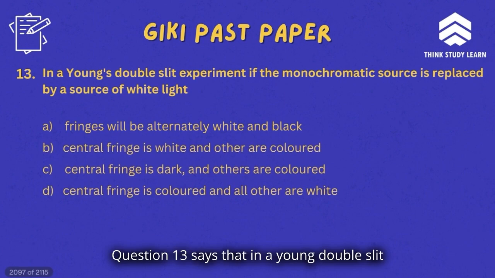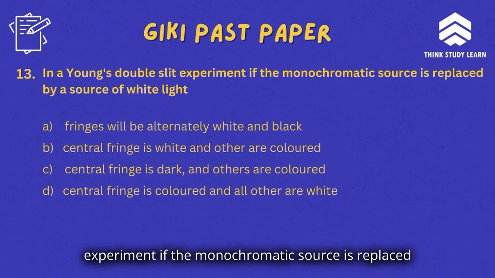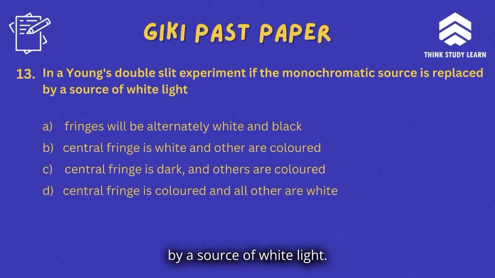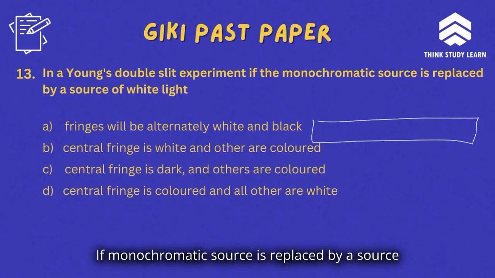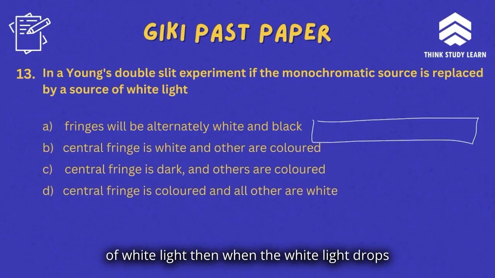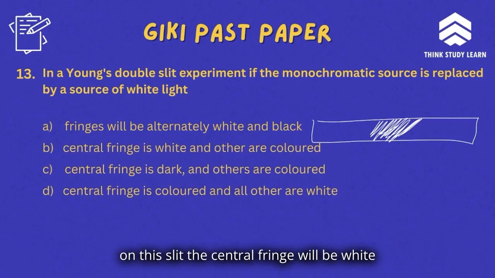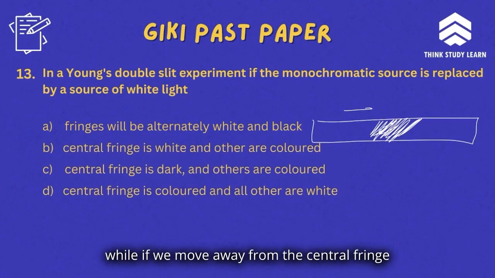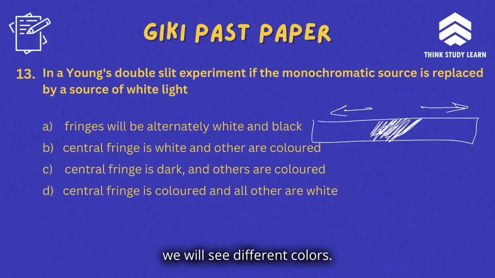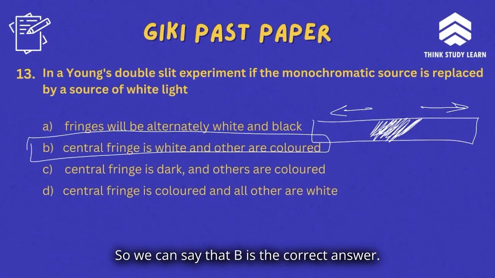Question 13 says that in a Young's double slit experiment, if the monochromatic source is replaced by a source of white light. Now here I have a slit. If the monochromatic source is replaced by a source of white light, then when the white light drops on this slit, the central fringe will be white, while if we move away from the central fringe, we will see different colors. So we can say that B is the correct answer.